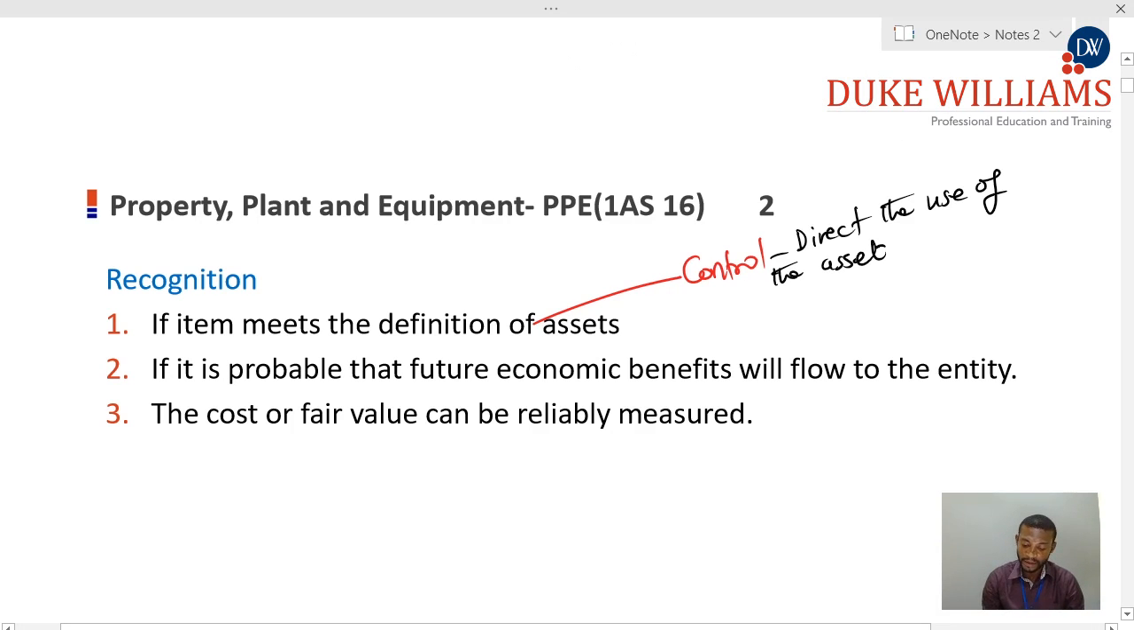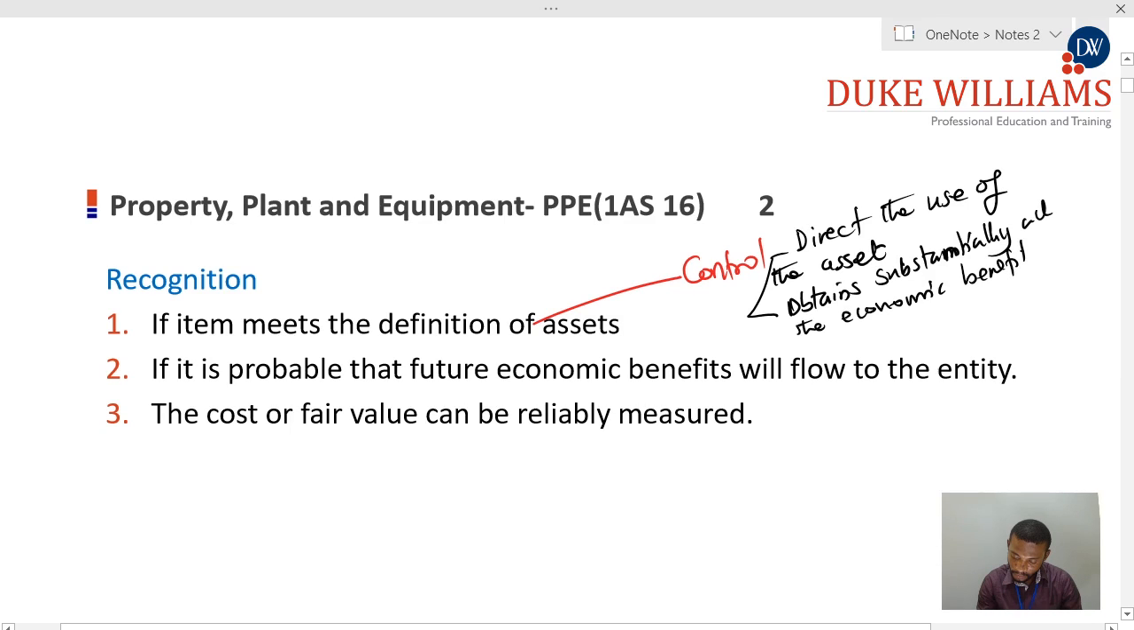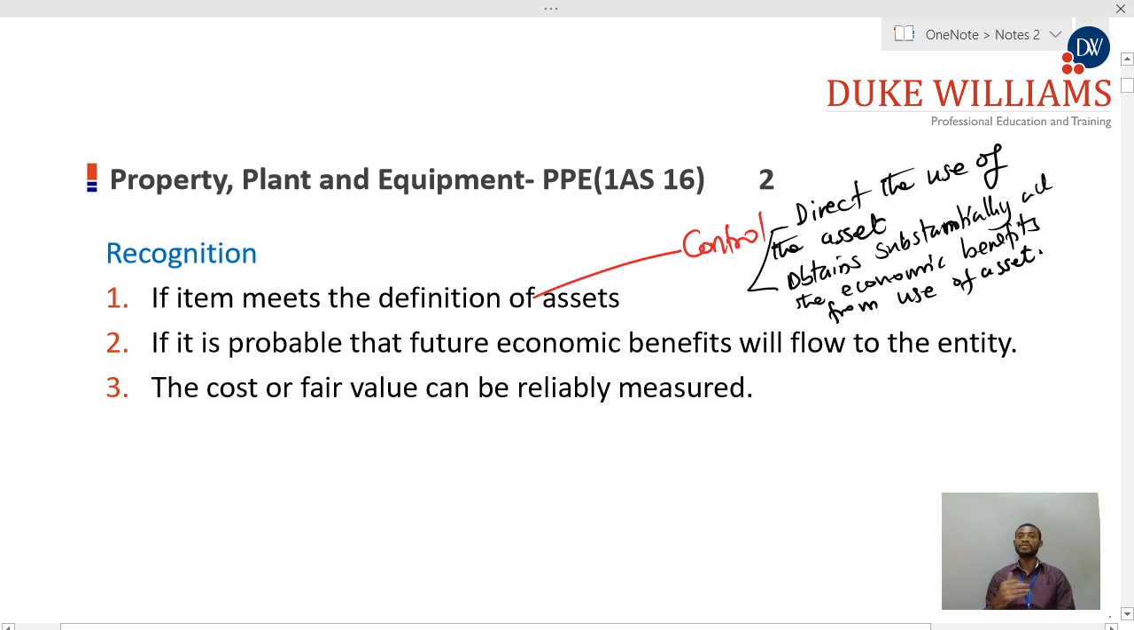So what it means here is that once the entity enjoys or obtains substantially all the economic benefits from use of the asset, this indicates control. What does it mean? It means that as the entity is using the asset, all the economic benefits from the use of the asset should come to the entity. It should not go to any other party. So substantially, all the economic benefits should come to the entity.